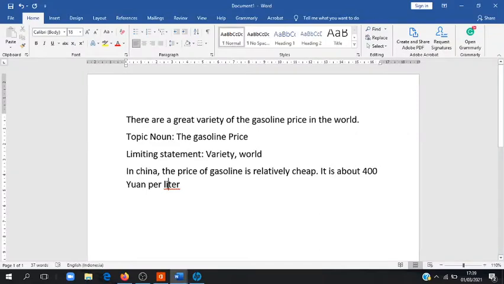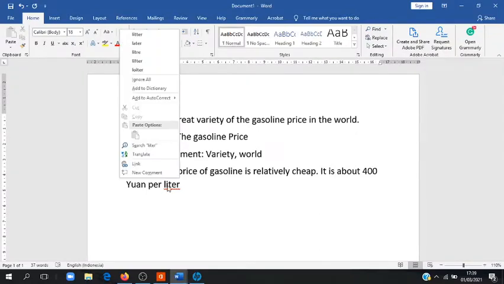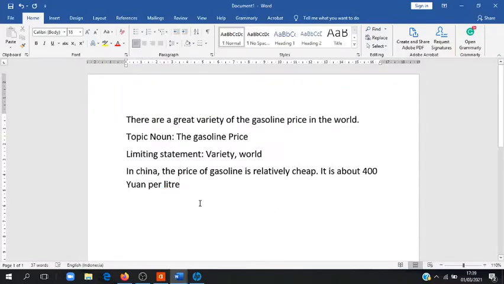So you need to click on that. Check. Liter. Per liter. Sorry, I forgot how to spell liter. Per liter. Oke, ya. Which is equal to, for example, ya, 5.000 rupiah.